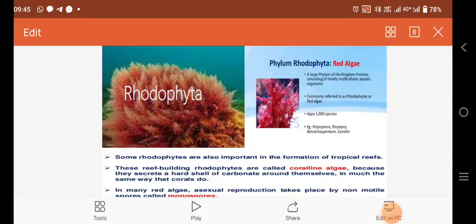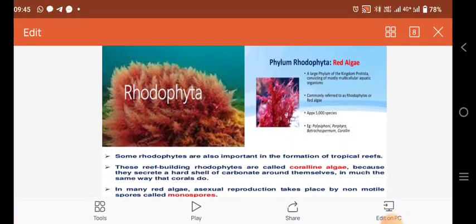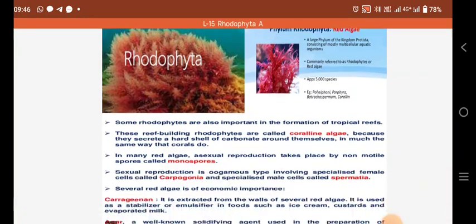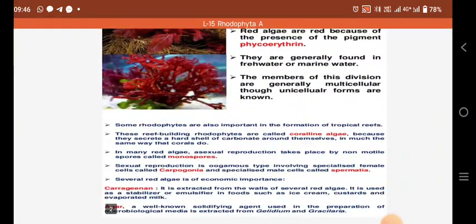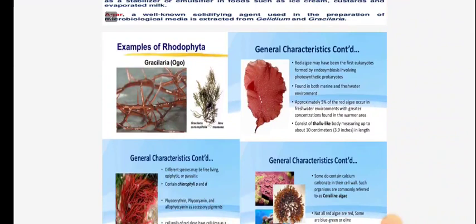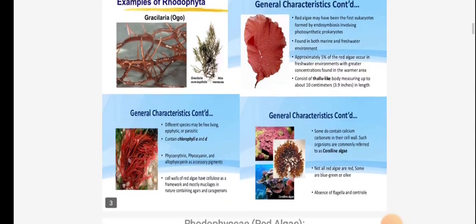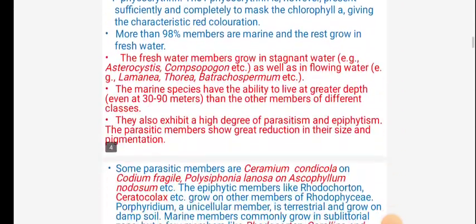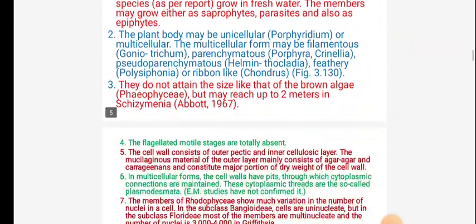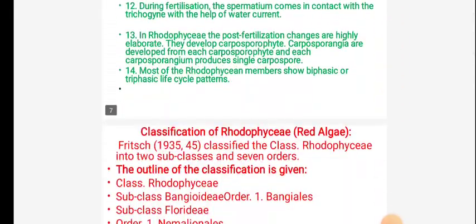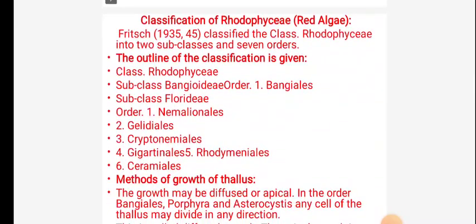Okay, good morning. So we have started the Rhodophyta, and in the first lecture we have seen all about the characteristics of the Rhodophyta. Now there are some scientists. Here you remember the Gracilaria genera or the Gelidium, the genera in the Rhodophyceae. Already we have seen the characteristics of these algae. Then the next part is the classification of Rhodophyceae, red algae.